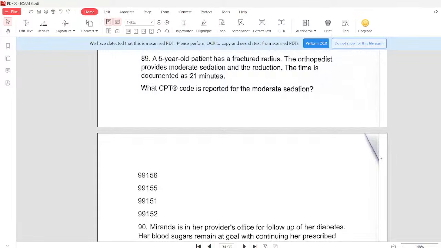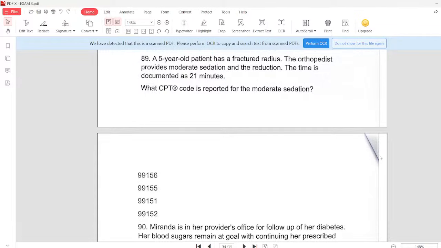Actually, 99151 and 99155 are for moderate sedation. 99151 is provided by the same physician or other qualified healthcare professional, so you can take the 99151 moderate sedation code. What about 99155? That is for moderate sedation provided by a physician or other qualified healthcare professional other than the physician. Other than physician means any nursing background, any nurses, head nurses, or anyone else giving moderate sedation, you can take 99155. Clear? Other than physician is mentioned.